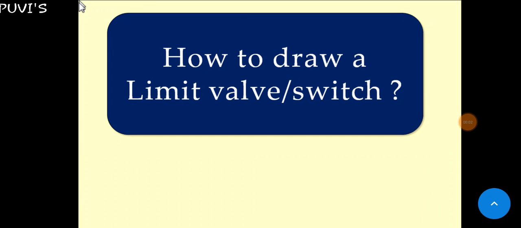Limit valves or limit switches are used to identify the extreme limits of the cylinder actuation. This video gives an idea to construct a limit valve which is used in cascading circuit.